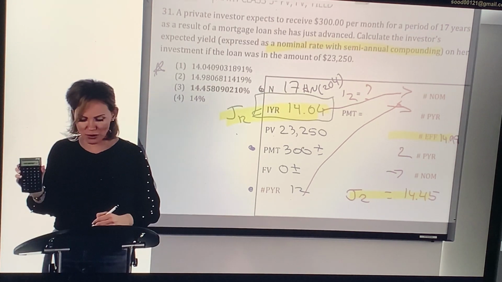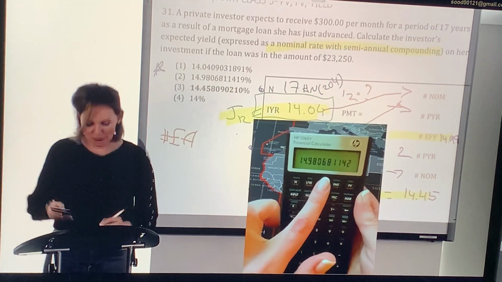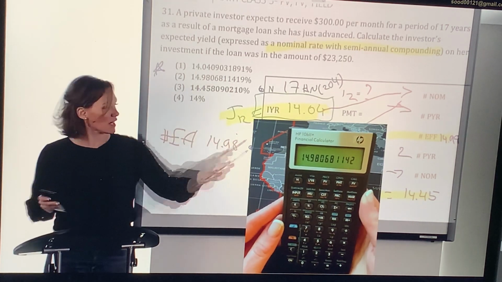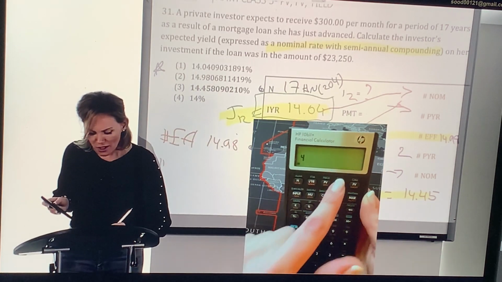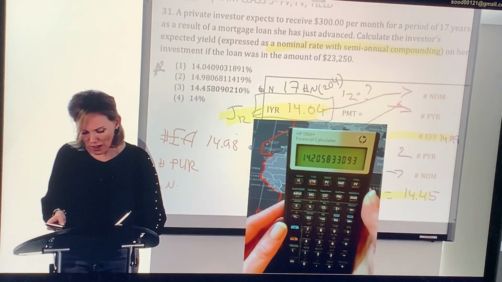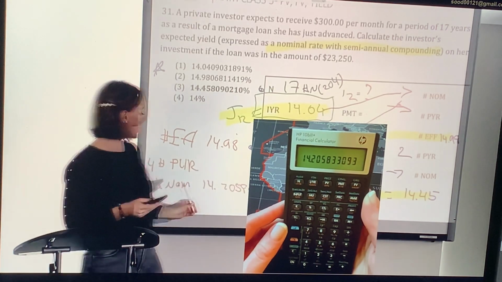You would press shift effective. You would do the same thing. Do that right now. Press shift effective. It comes up as 14.98 again, right? To come back to the same number. And then instead of that 2, what would you do there? You would put 4. Do 4 shift PYR right now, and then press shift nom, okay? And when you do this one, it will come up as 14.20583, right? So what's this? That is your J4.